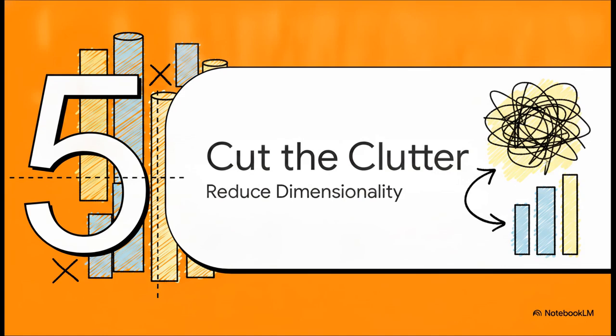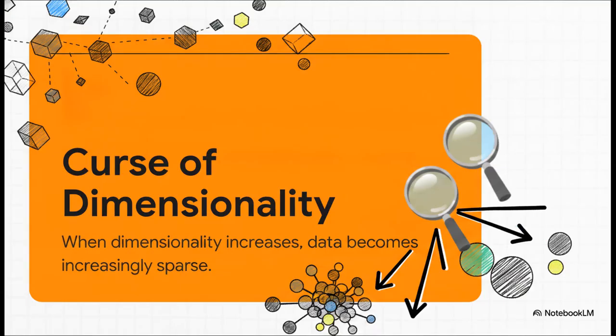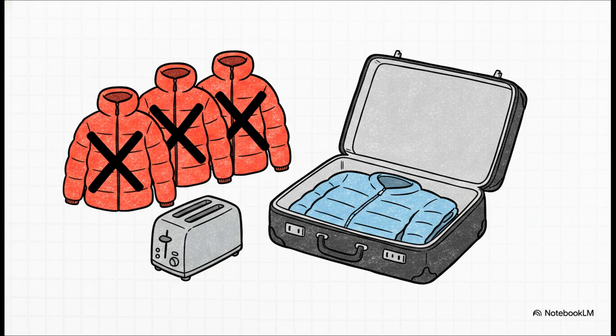And finally, step 5, cutting the clutter. In data science, there is this terrifyingly named concept known as the curse of dimensionality. Basically, when you have too many attributes, say thousands of different features you're tracking, the data becomes increasingly sparse. The distance between points becomes way less meaningful, and it actually breaks our clustering models. So we have to extract a smaller set of principal variables. We solve this issue with feature selection.